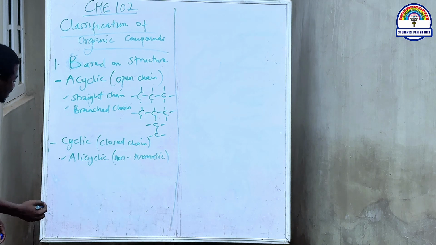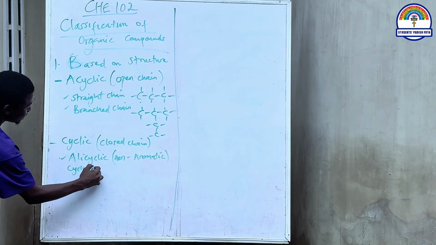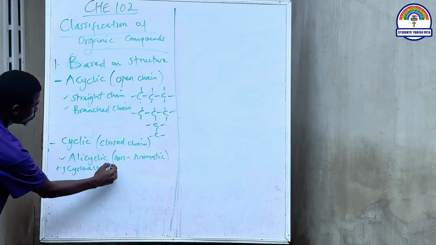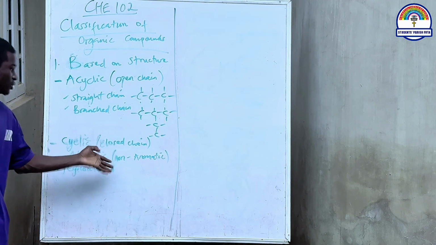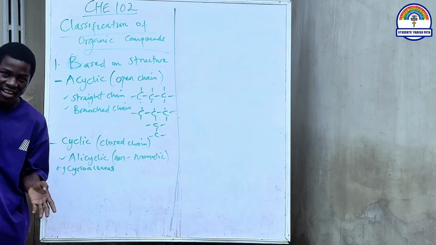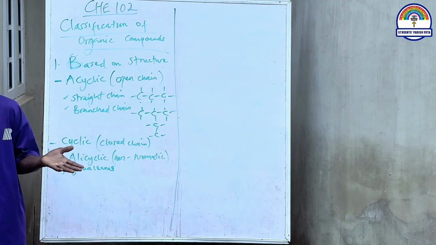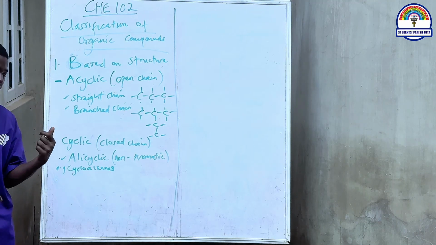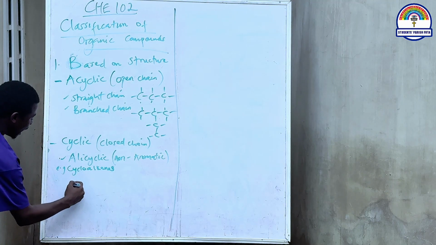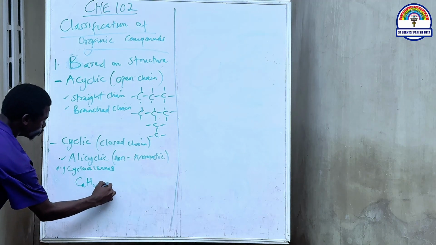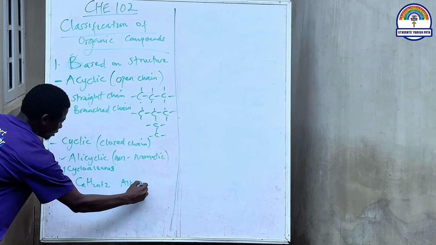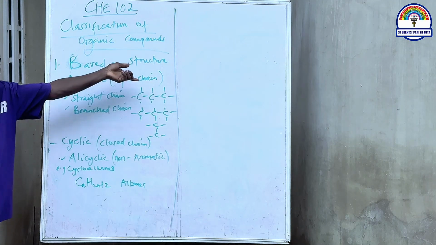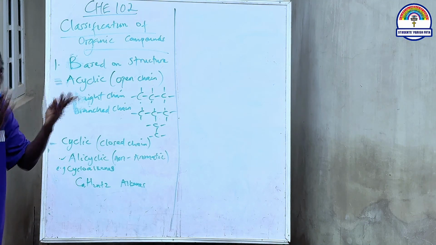So the alicyclic examples, you have the cycloalkanes. Let me quickly buttress some points on the cycloalkanes. They are alkanes. They have single bonds all through their chain. Alkanes are known to be CnH2n+2. The straight chain and the branched chain are acyclic because they are open. You can see they are not forming a closed chain.